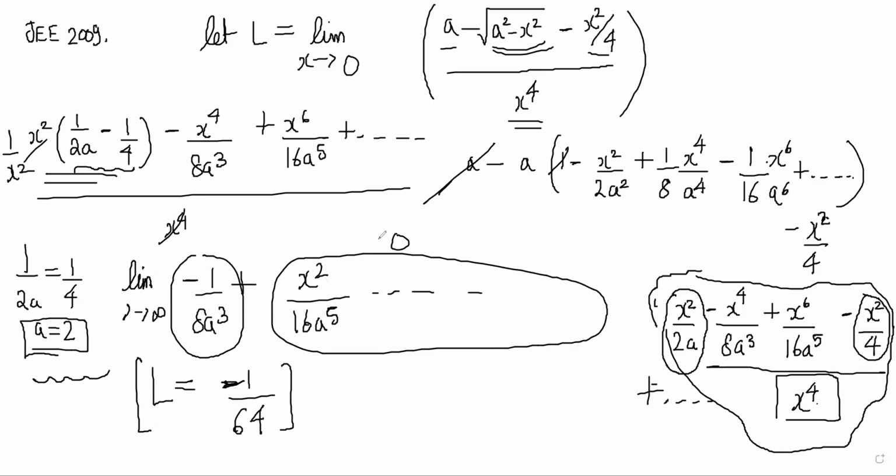The only thing we needed was the knowledge that L is finite, right? As soon as you know that L is finite, immediately you are able to solve for a and for the limit also, by using the condition that the expansion on top should not have an x square term and should have just an x power 4 starting term, right? Yeah.